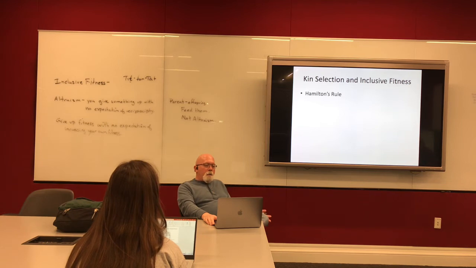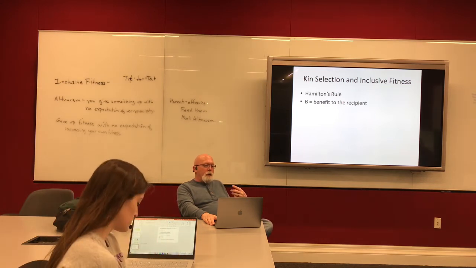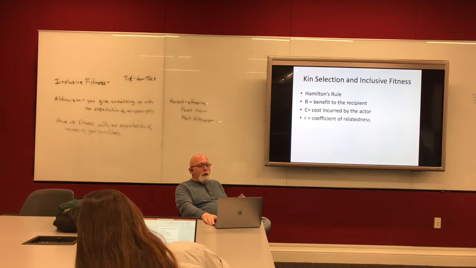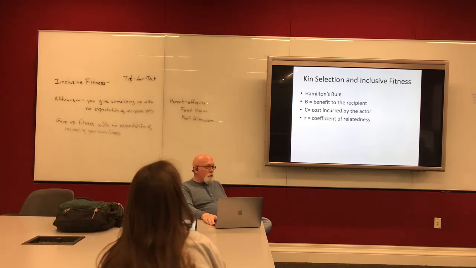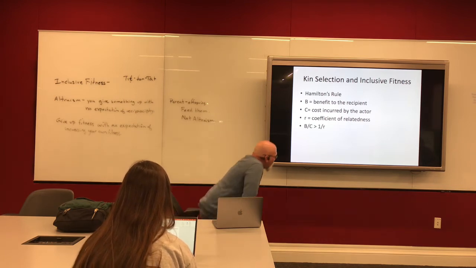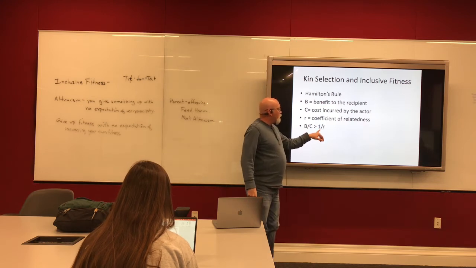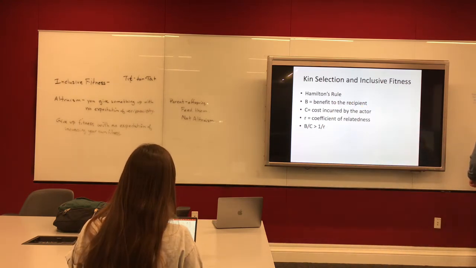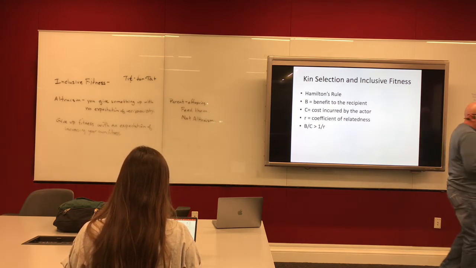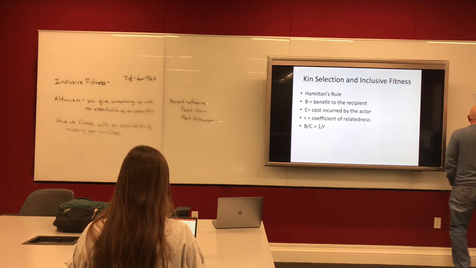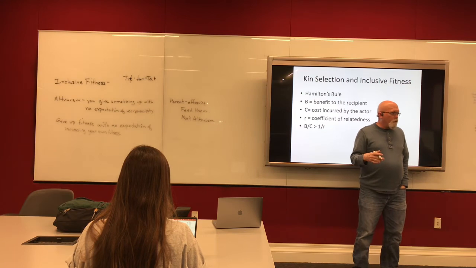There's a guy named Hamilton who did a lot of work with social behavior back in the 60s. He thought about inclusive fitness and broke it down. You can think about the benefit to the recipient, the cost incurred by the actor, and the coefficient of relatedness. So you should be able to do a cost-benefit analysis on altruistic behavior just like you would on anything else. What he figured out is that the ratio of the benefit to cost should be greater than 1 over r. So if your relatedness to an individual is 0.5, then the benefit is 2 times the cost in this scenario, because 1 divided by 0.5 is 2.